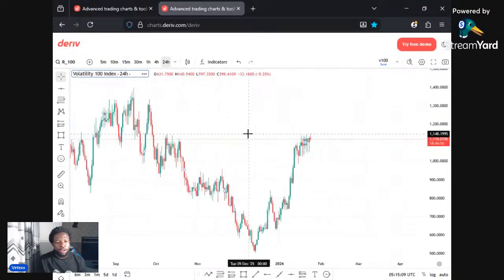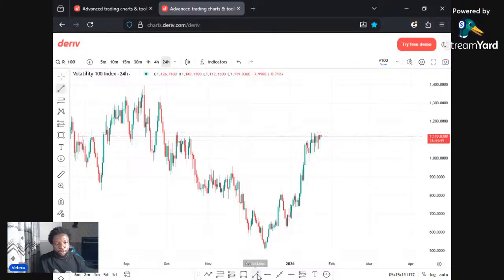So clearly you can see our rule number 1, which is this. We have our sweep of liquidity, which is this, which is rule number 1. We have our rule number 2, first break of structure, which is this.